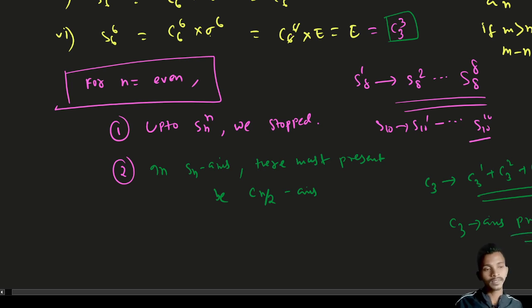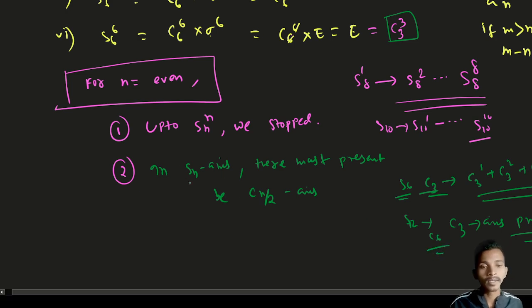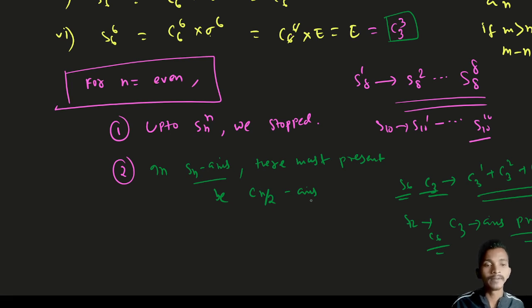Okay, so if a C3 axis is present, then for S6, C3 is present. If we talk about S12, then C6 will be present, like that. So if the Sn axis has n even, then there must be a Cn/2 axis also present in the molecules.